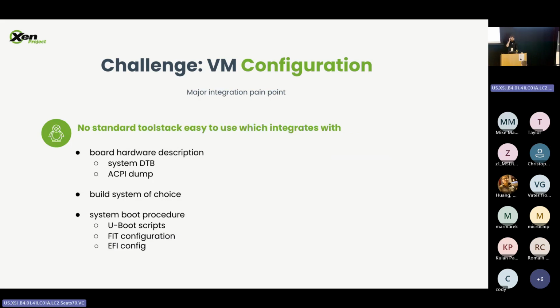And lastly, I wanted to mention the VM configuration. It's a broad subject. There's no standard tool stack which easily integrates with the board hardware description, which is either a system device tree or ACPI on x86. Not easily integrates with the build system of choice and the boot procedure.